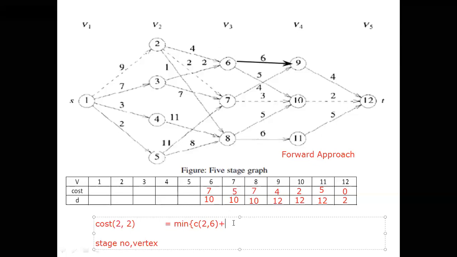Shortest path from 6, how to write? It is cost of, which is the edge, which is the stage, it is 3, 6, comma 1. We find it out, one path. Next is 2 to 7. How to write 2 to 7 here?